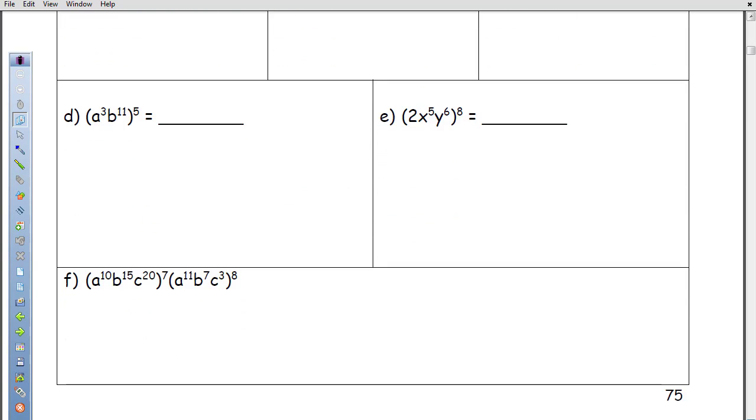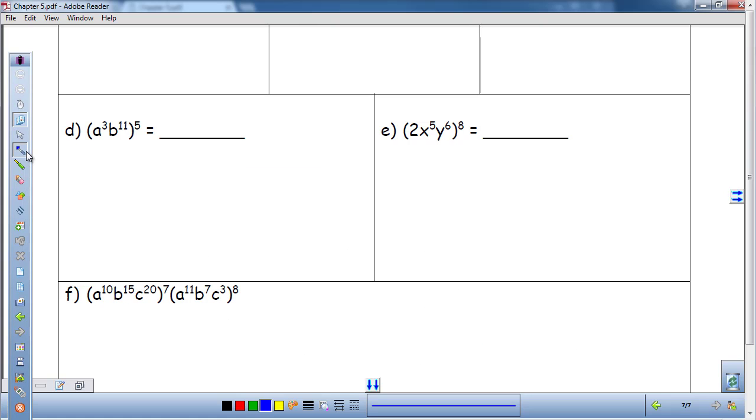All right, we've got a cubed, b to the 11th, all of that raised to the 5th. So we get a cubed to the 5th, b to the 11th to the 5th. Okay, and that becomes a to the 15th, b to the 55th. Okay. All right, questions about that?